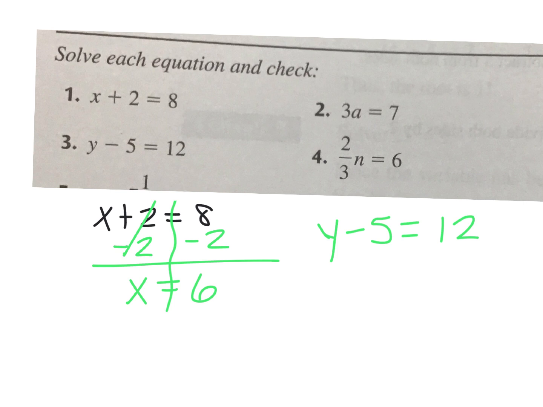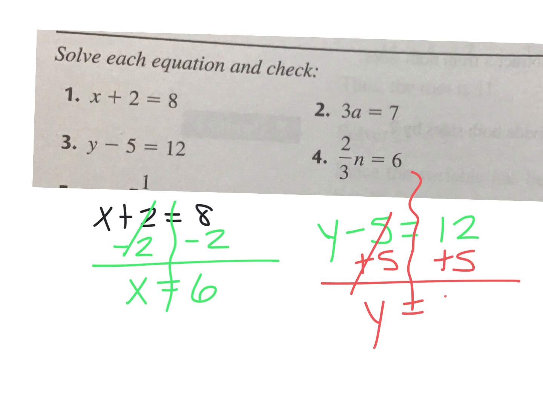Okay, I've got y minus 5 equals 12. If I create my sides, what's being done to y? 5 is being subtracted, so the opposite would be to add. These go away. Always do opposites, yep. And 12 plus 5 is 17.